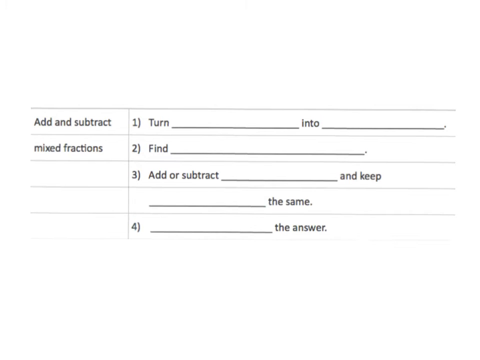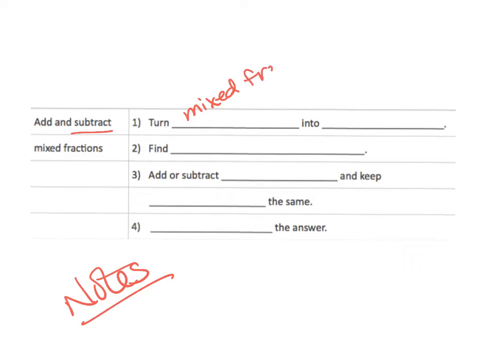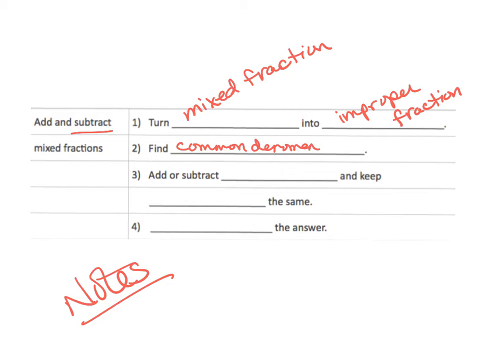Next part is adding and subtracting mixed numbers, mixed fractions. Again, this should already be in your notes from adding, but double check and get it in there if you need it. You're going to turn all mixed fractions or mixed numbers, whatever you want to call them, into improper fractions. That's your first step. Then you're going to find the common denominator and equivalent fractions. They kind of go together.